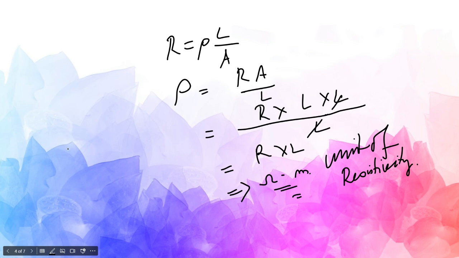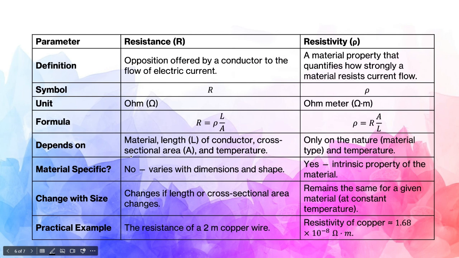Now whenever we give a value to this rho, say copper resistivity is 1.6 into 10 to the power minus 8, this is at 20 degree centigrade. That is generally a standard practice, to mention the resistivity of any material at 20 degree centigrade. And I hope this has cleared your doubt about resistance and resistivity. And I have created a comparison between resistance and resistivity in a tabular form.